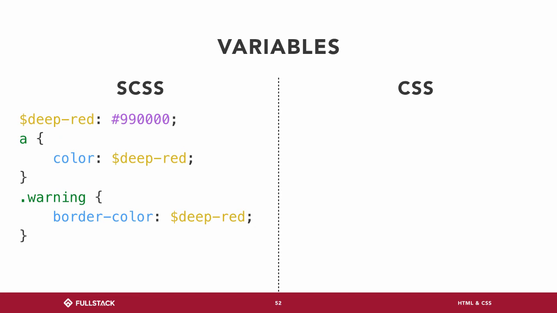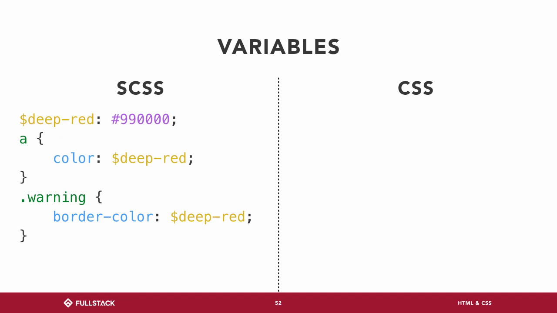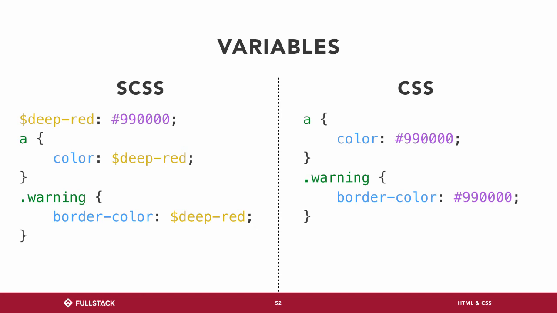So another example here is variables. Instead of having the same color all over the place in your style sheet, you could specify a variable for it. Maybe this gives you some advantage in terms of readability, but this really gives you an advantage in maintainability, where if you decided to change what the RGB values were for your color, you could do that in one spot. And again, this will end up getting transpiled to what you see on the right.